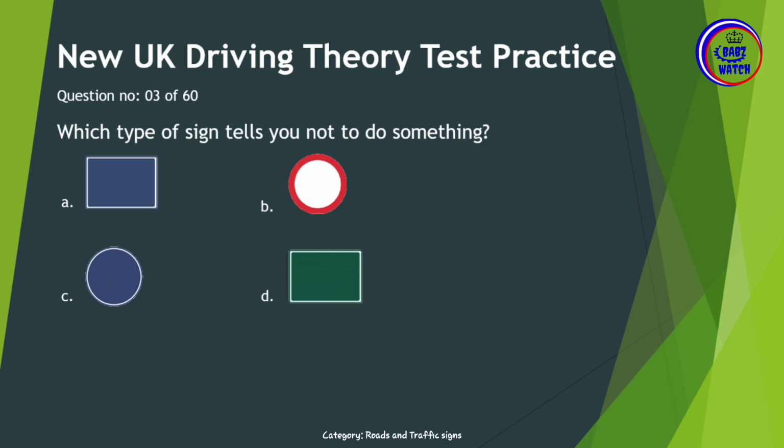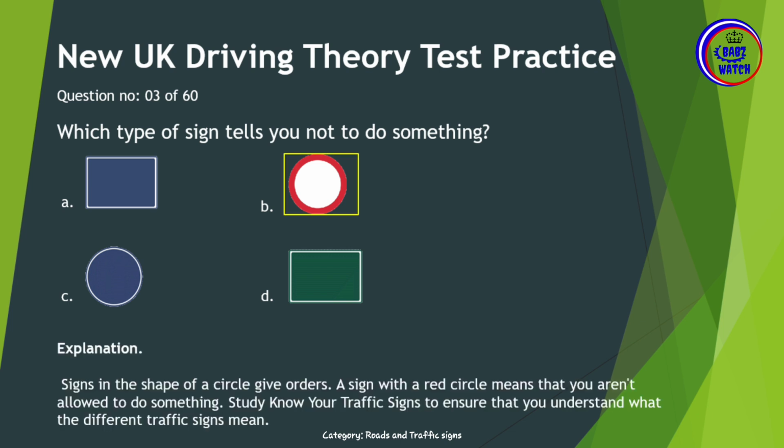Question 3 of 60. Which type of sign tells you not to do something? The correct answer is B. Explanation. Signs in the shape of a circle give orders. A sign with a red circle means that you aren't allowed to do something. Study Know Your Traffic Signs to ensure that you understand what the different traffic signs mean.